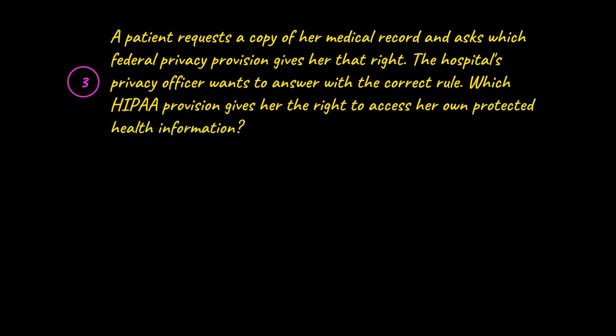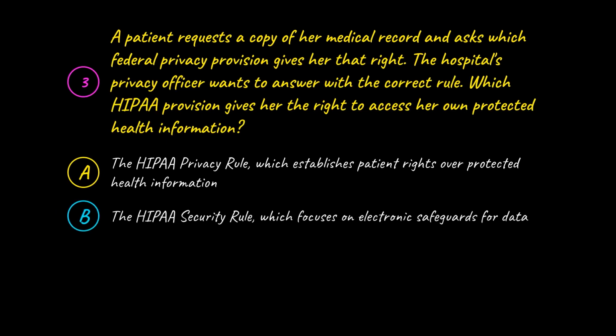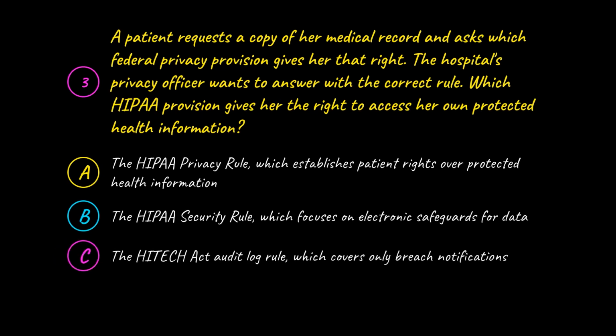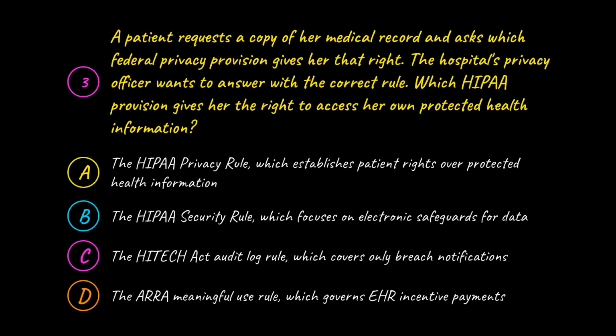Your options are A. The HIPAA privacy rule, which establishes patient rights over protected health information. B. The HIPAA security rule, which focuses on electronic safeguards for data. C. The HITECH Act audit log rule, which covers only breach notifications. D. The ARA meaningful use rule, which governs EHR incentive payments. Before I reveal it, which one do you think is right?